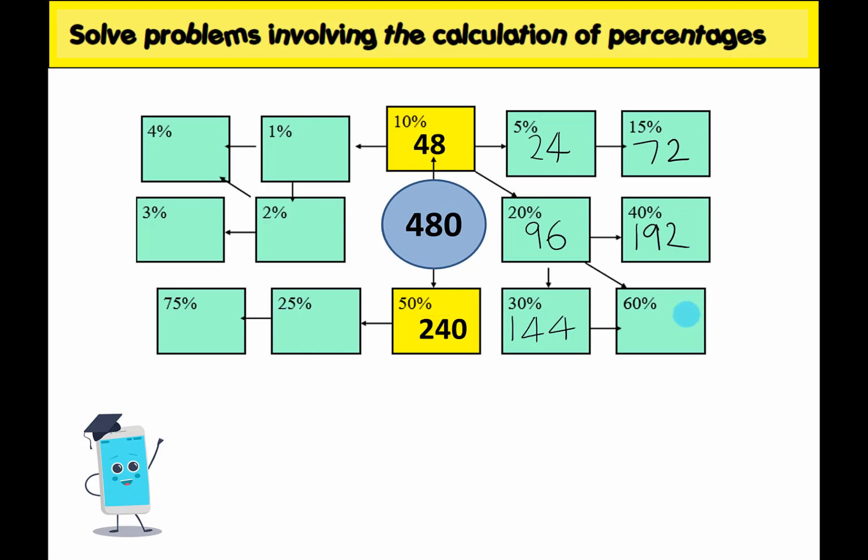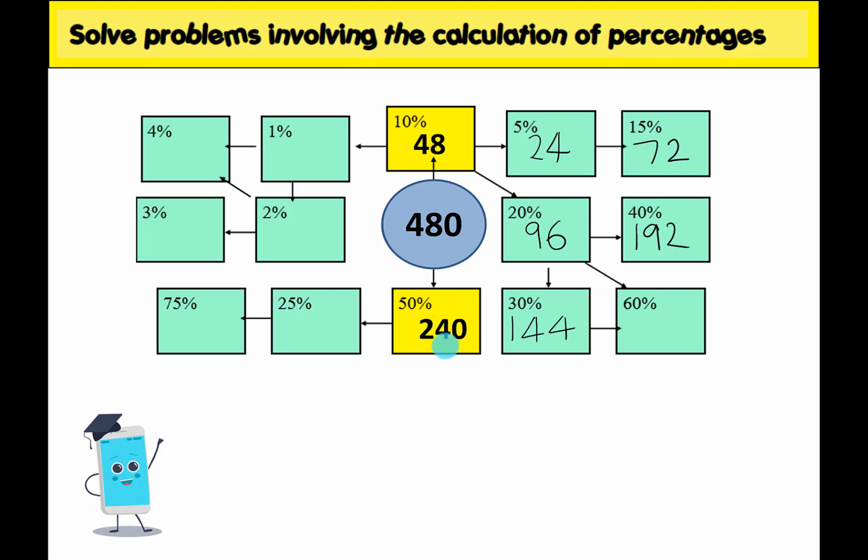Now to find my 60%, I could add 50% and 10%. I could add 40% and 20%. I could multiply 20% by 3. I could multiply 10% by 6. I could double my 144. I could double my 30%. Either one of these will work because they are combining percentages to make this percentage. Are you starting to see how all of these percentages link?